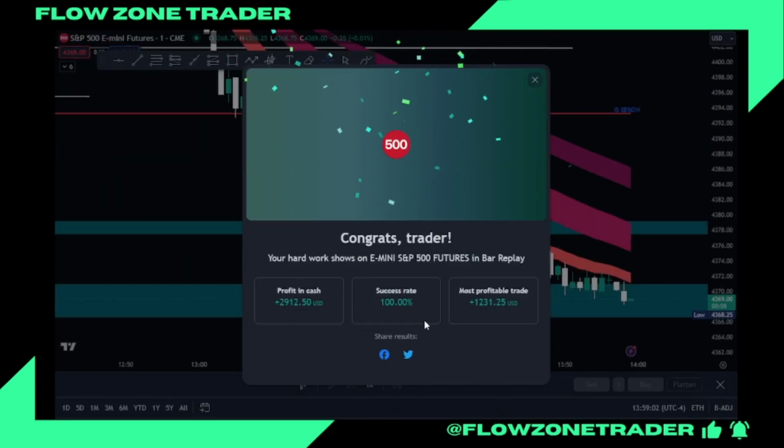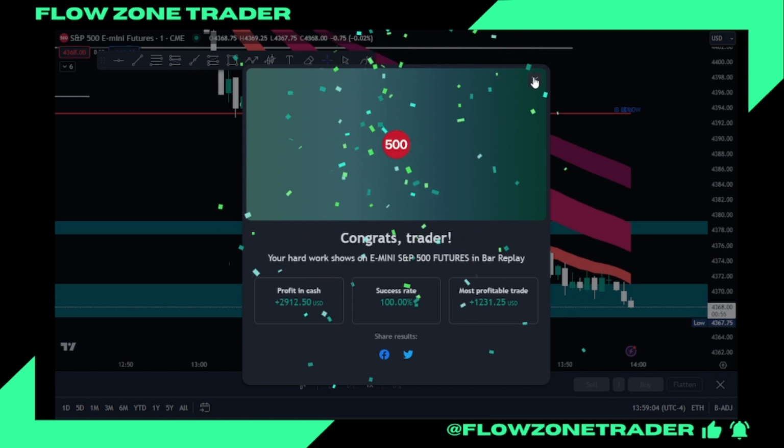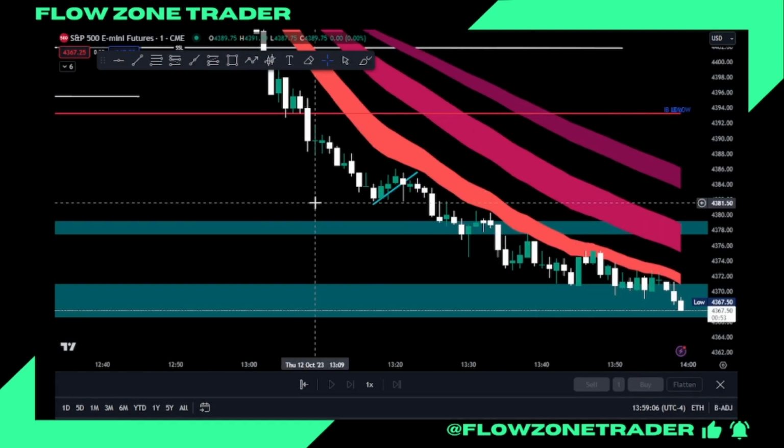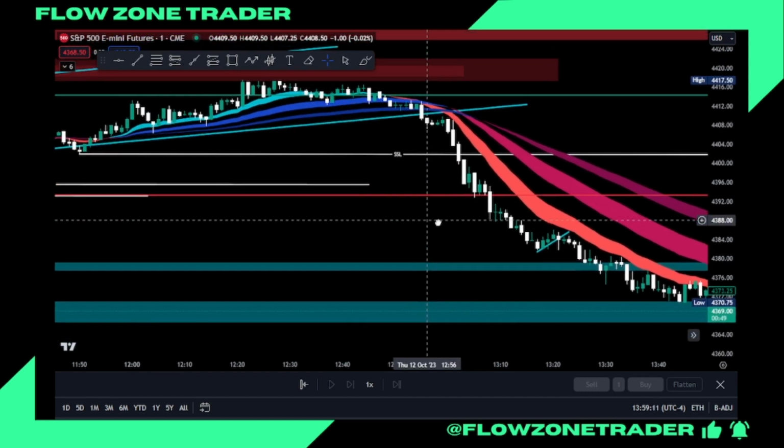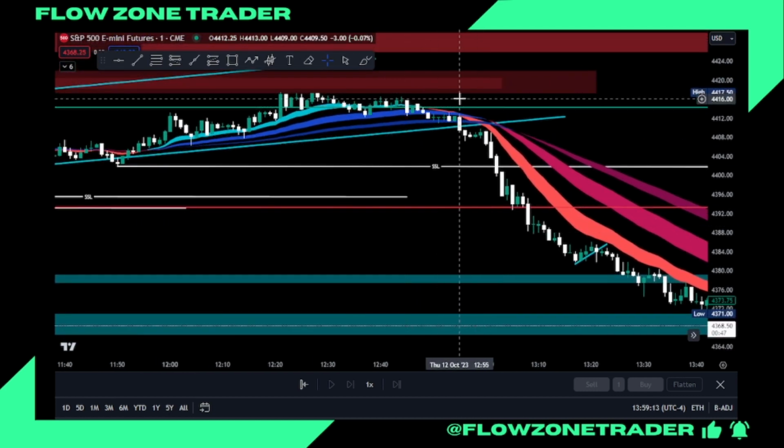Really, really nice there. Almost $3,000 on a trade, just using a very, very straightforward, systematic system using the flow zone clouds and the IB high and the IB low.